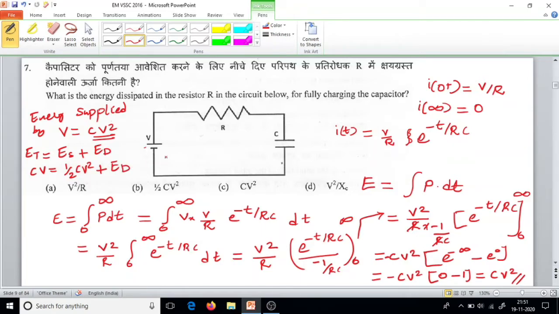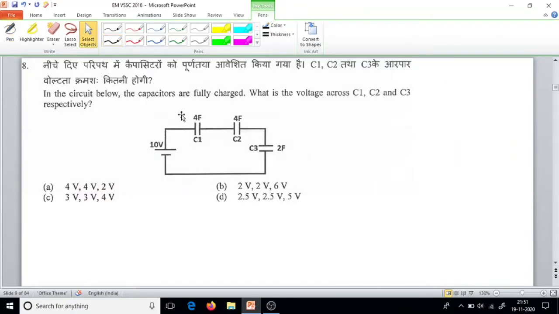What is ED? From this equation, ED equals CV minus half CV square, which equals half CV square. So the answer is option B, half CV square. We'll go to the next question.